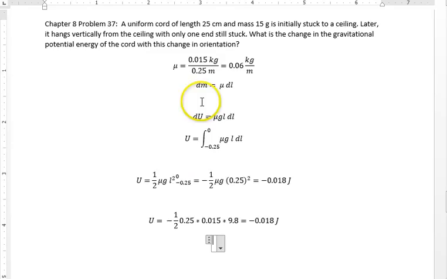So chapter 9 makes this a little easier to conceptualize than going through this integral. And that's it, problem 37.